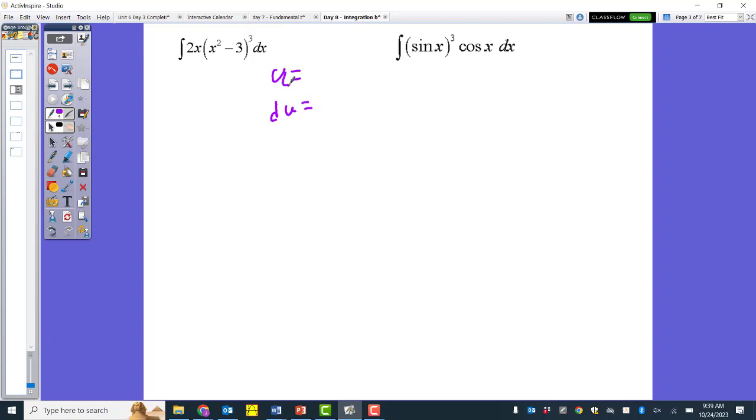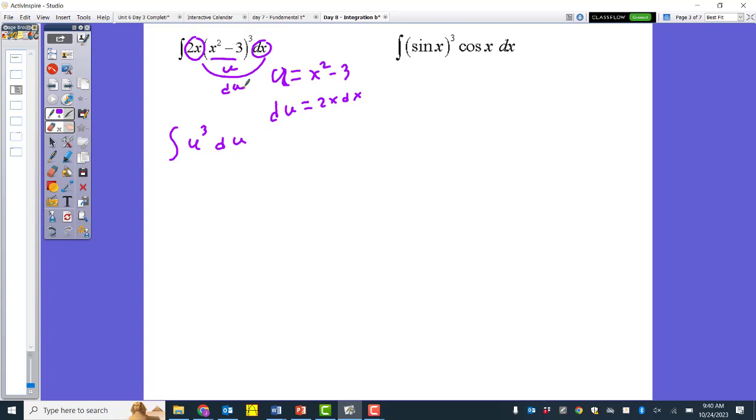So in this case, our u will be x squared minus 3, and our du is going to be, well, the derivative of this is 2x and then dx. So if we look, we have our u here, so it's going to be integral of u cubed, and then our du is right here, 2x dx is our du. So this part becomes du. This part inside, that's the power 3, becomes u.